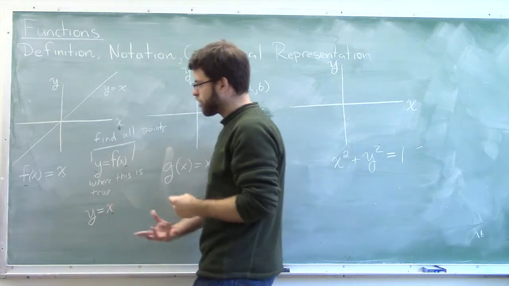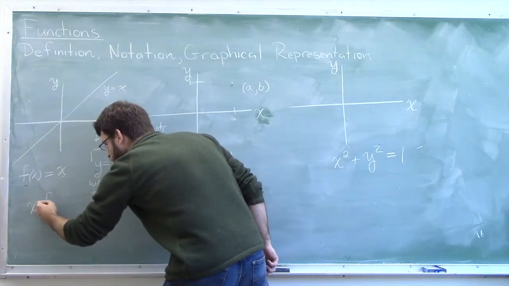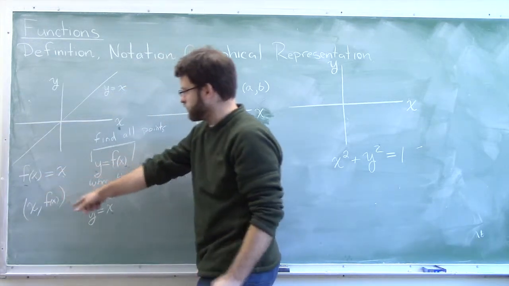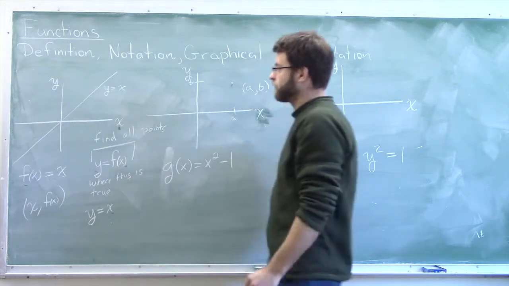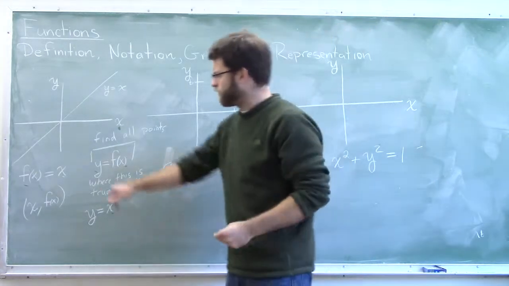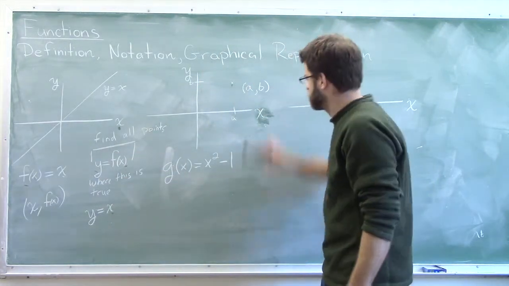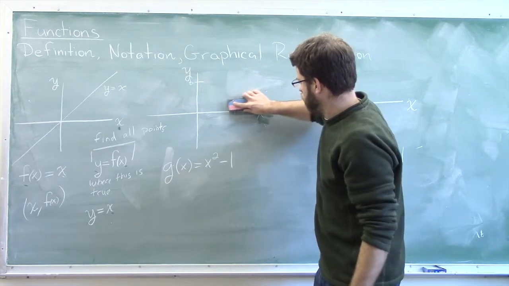And what we're drawing is an instance of all the points x, f of x. And since f of x is equal to x and we're graphing y is equal to f of x, we end up graphing all the points where y is equal to x. Okay, so that's a graph of the function f of x is equal to x. In the second case, get rid of all this stuff.